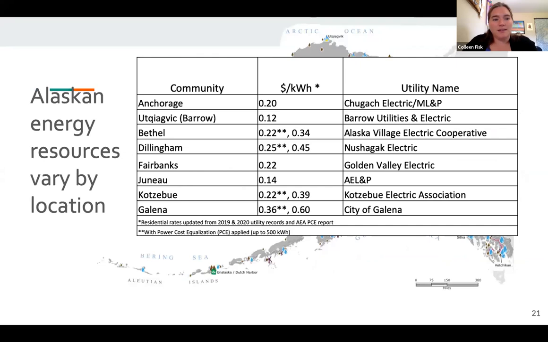Oops, double slides there. There we go. As does the cost, right? So cost is not the same across for everybody. In the lower 48, I have a pretty good idea of what you pay for electricity, but I'm wondering if you know what your electricity costs are. Can you type it in the chat? What do you pay, if you don't mind, per kilowatt hour?